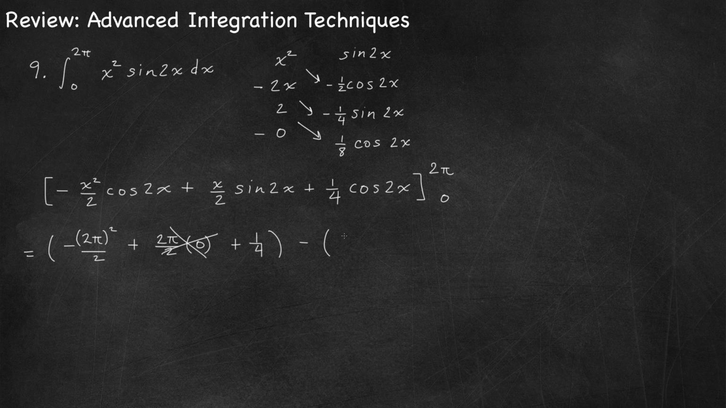Minus, and now we sub in our 0. Negative 0 over 2 times cosine, that's 0, plus 0 over 2, that's 0, plus 1/4 cosine of 0. Cosine of 0 is 1, so that'll look like that. So we have negative 4 pi squared over 2 plus 1/4 minus 1/4, that's 0. So final answer, negative 2 pi squared.